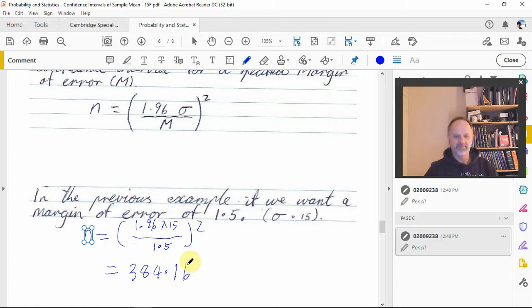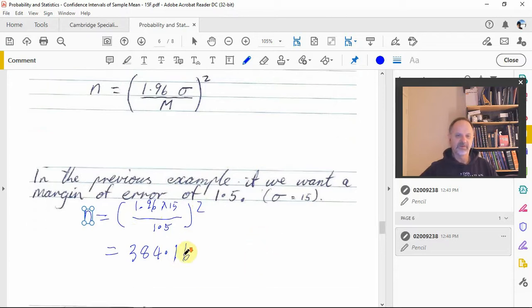All right, so that then means we need to have a sample size. We need to have at least 385 people to get that margin of error.